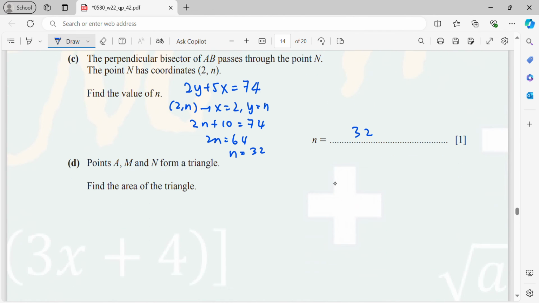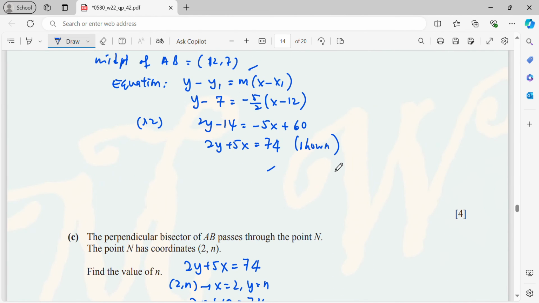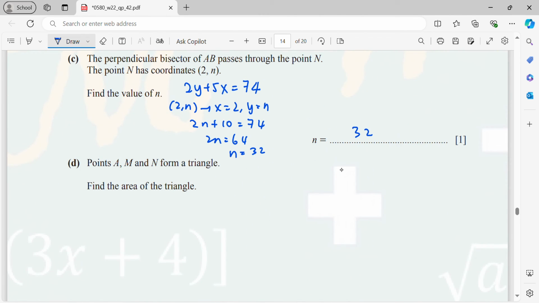Now D, points A and N form a triangle. Find the area of the triangle. Okay, so now given that AB, this is AB, the M is the midpoint. Now, perpendicular bisector of AB through N. That means this is your N. Here is 90 degrees perpendicular bisector. And now you need to find A and N. What is this area? So now, I need to find AM.